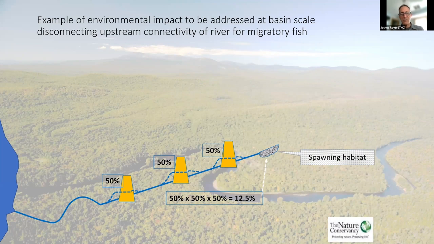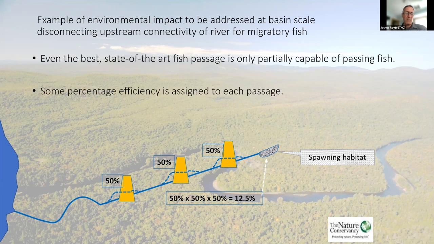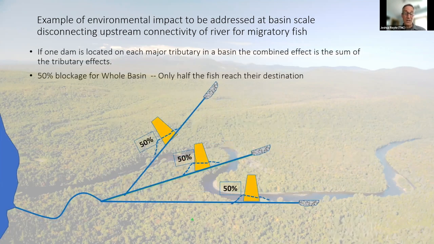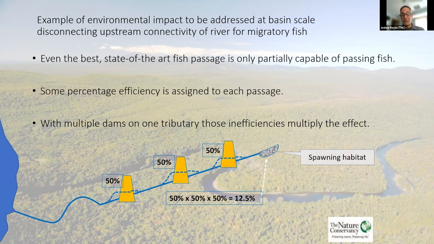And we know that it degrades the more barriers you have, the fewer fish make it to the spawning habitat upstream. Maybe it's not spawning, maybe it's rearing habitat for American eel or European eel. So even the best state-of-the-art fish passage is only partially capable of passing fish. And so as we look at different options, for instance, if there were dams on three different tributaries, but only one dam per tributary, you're still only getting 50% of the fish making it to their habitat. That's better than the 12.5%.